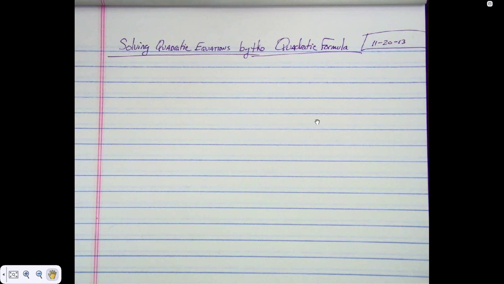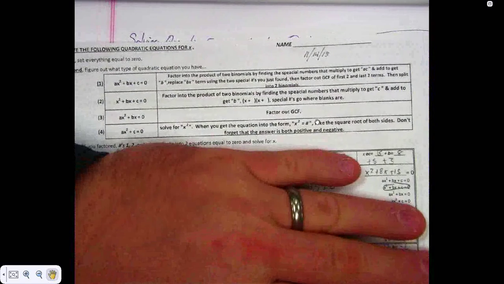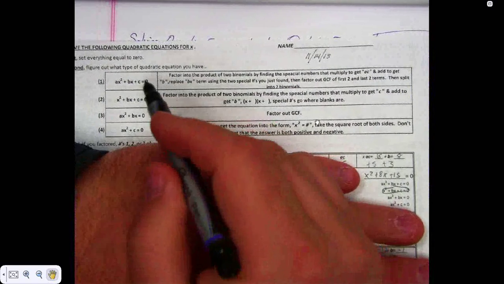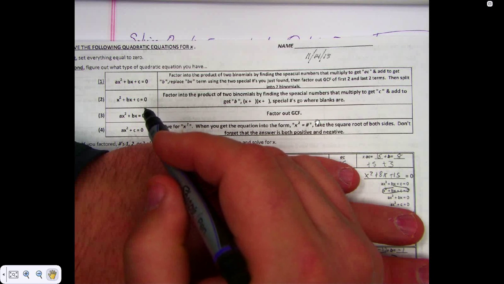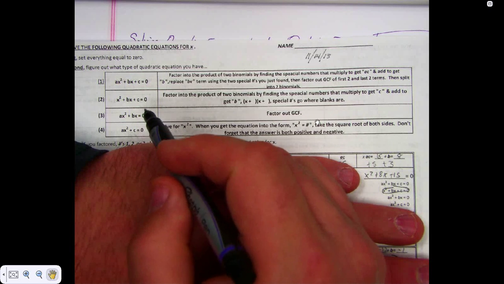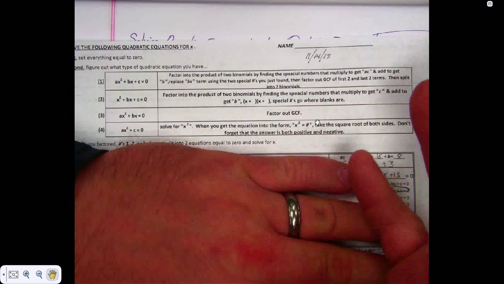You guys remember how I had all these steps, and you can get mad at me if you want, but you had to recognize, okay, when it looks like this, how could I maybe factor it? But then we had some problems that I put on there that you could not factor, right? There were no special numbers. So these methods we learned don't work for everything, okay?